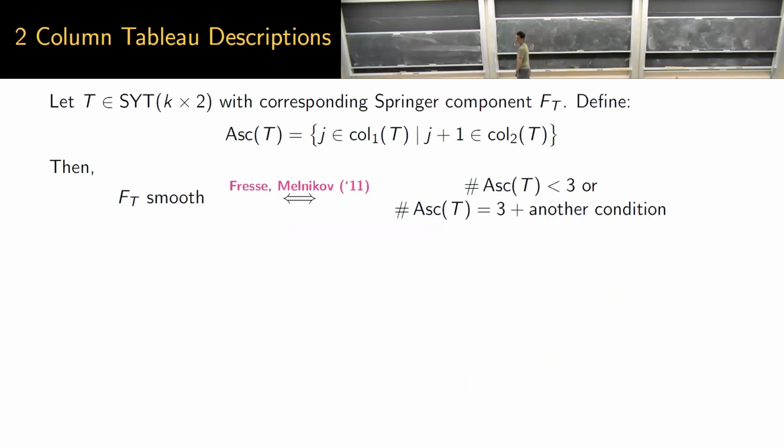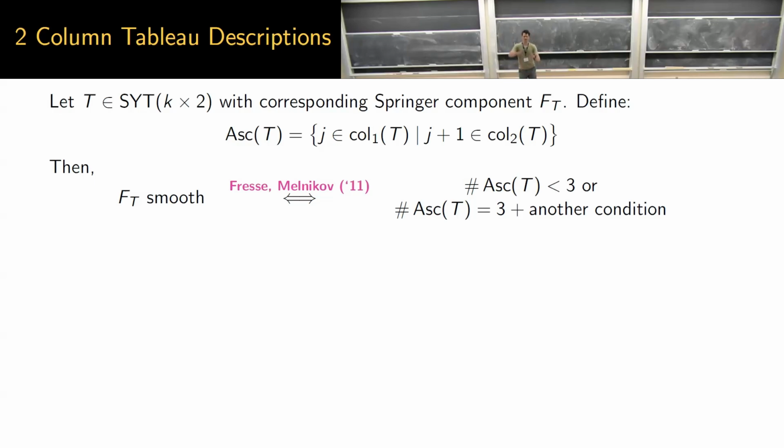So if I take a two column tableau, we can characterize which components are smooth, and I have to look at the ascents in my tableau. The entries in the first column whose successors in the second are ascents in the column lattice word. And if I have very few ascents, I'm definitely smooth. And if I have too many ascents, I'm definitely singular.